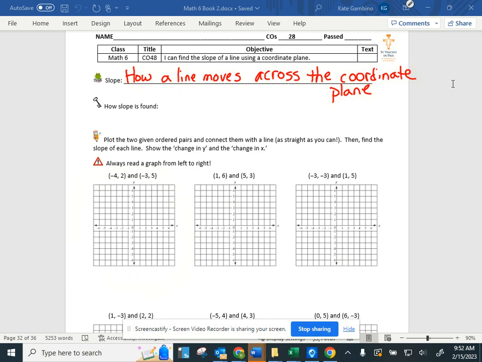To find the slope of the line, you're going to look at your vertical change. Vertical means the up and the down, over the horizontal change. Horizontal is how it's moving across, left and right. So vertical is the up and down. Vertical is when you go up and down. Horizontal is when you go across.